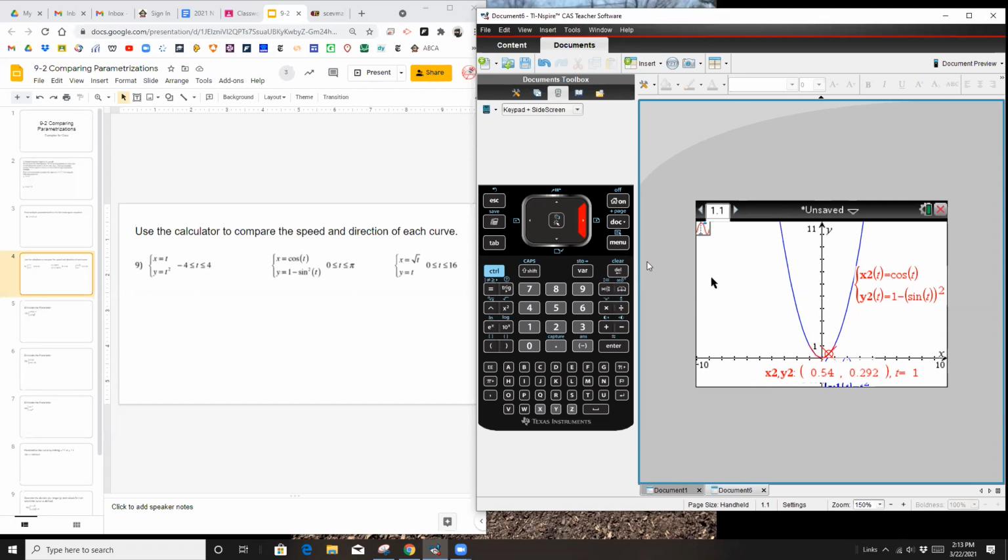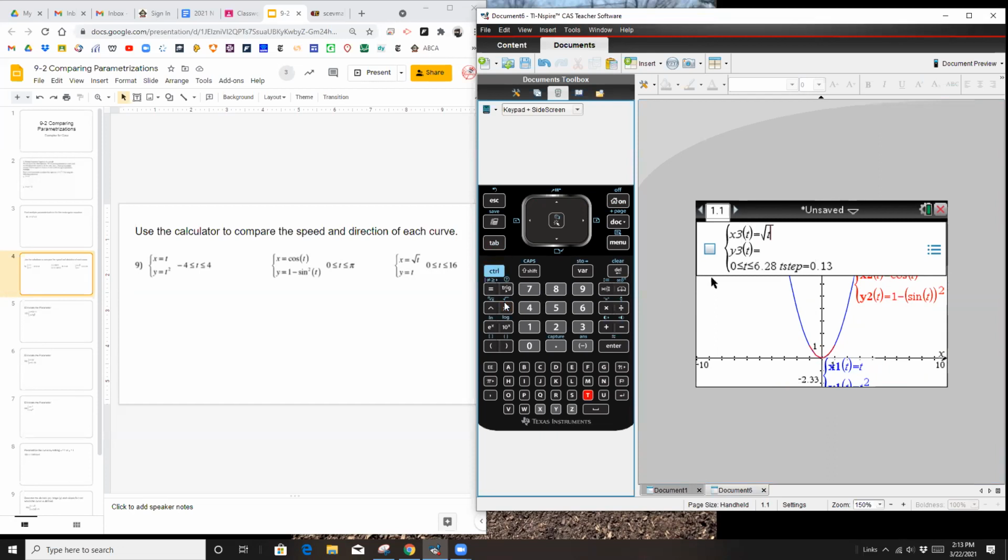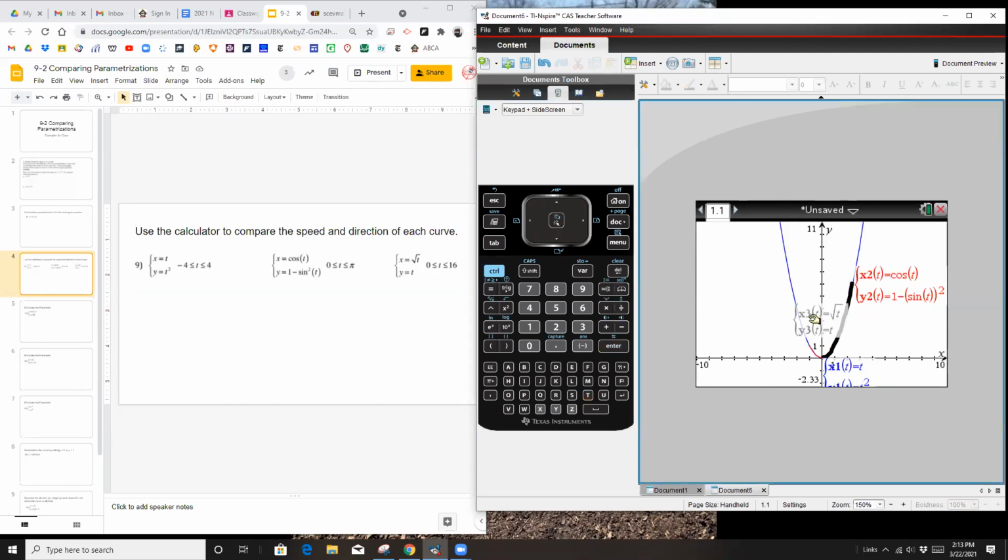And we can also come up with a third set of parametric equations for these two graphs. So if we type that in, x is equal to the square root of t, and y is equal to t. We graph it. And now we see it's a different part of the graph. It's right there.